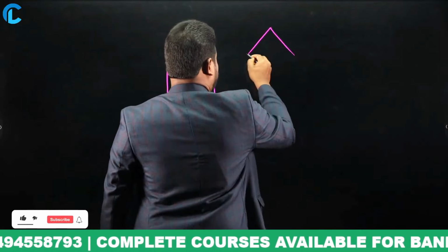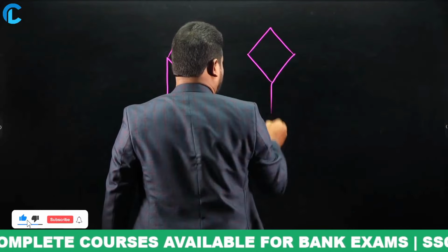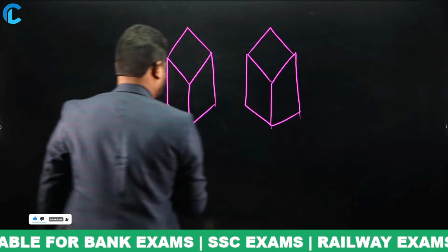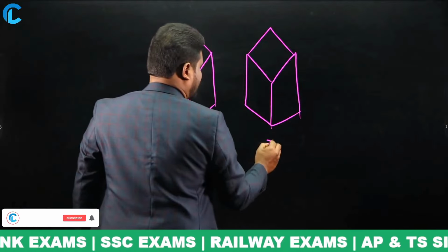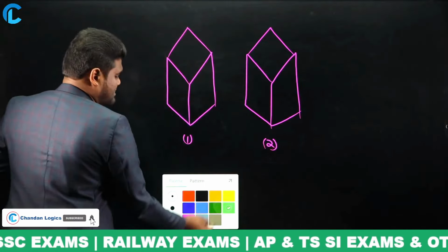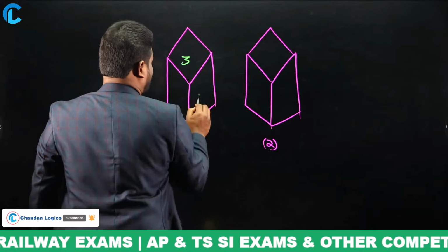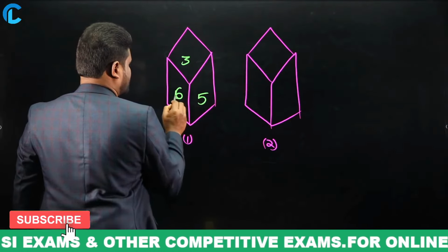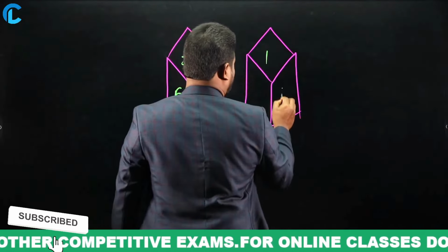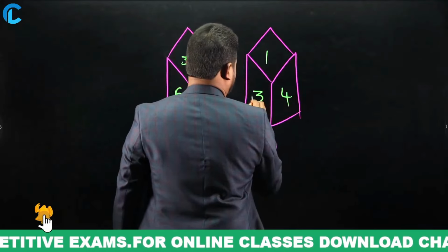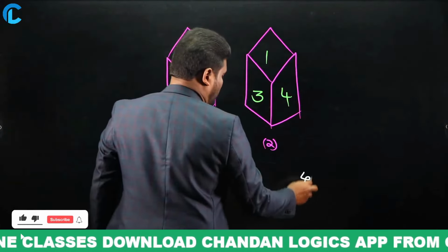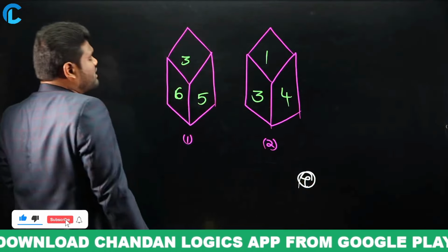Actually, questions from dice can be solved very easily, just in a matter of fraction of seconds. Nothing more than that. So this is one view, this is the second view. Let us number this as 3, 5 and 6. Here 1, 4, 3. Now very simple, if I ask you a question, what is opposite to 4? Look here, when I ask you what is opposite to 4?